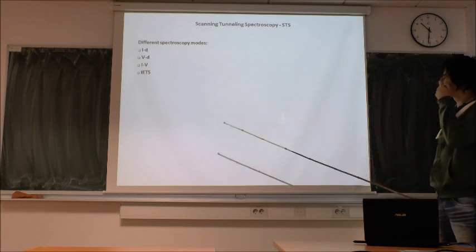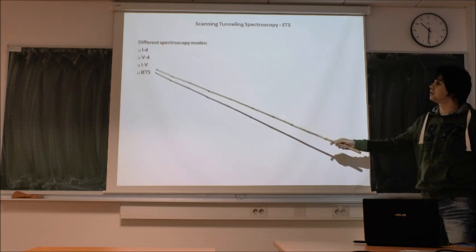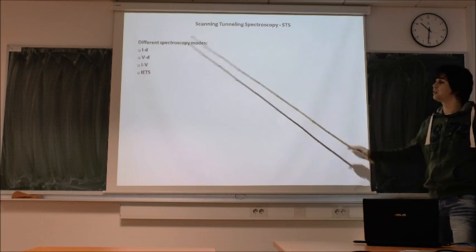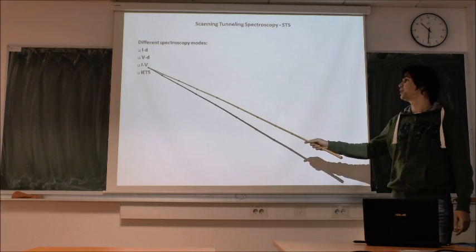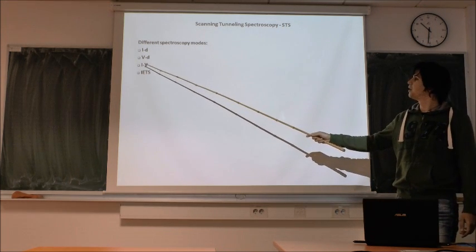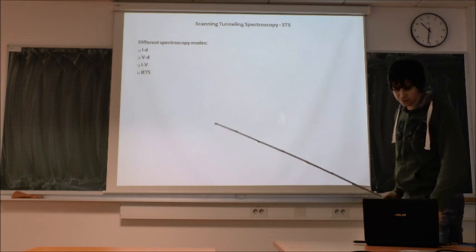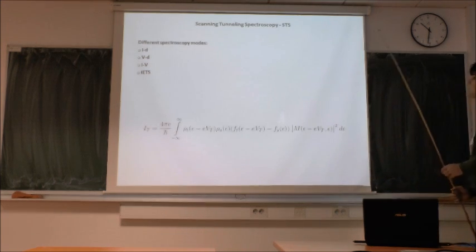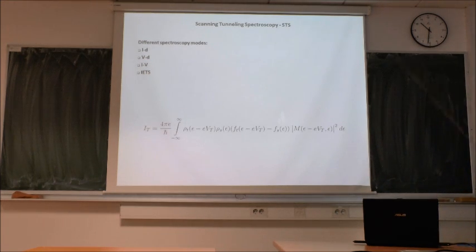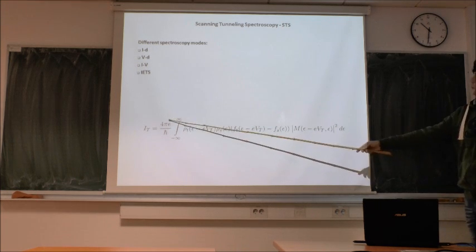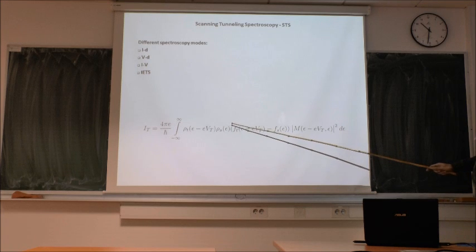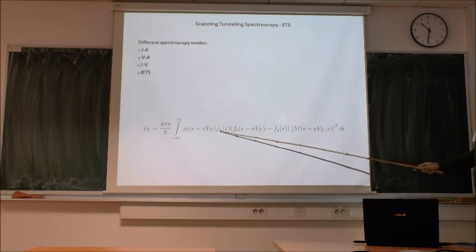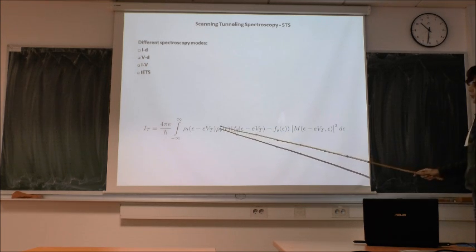Okay, these are different spectroscopy modes. These are not all the possibilities. These are just the basic ones which are usually used. I will just explain a little bit about the IV spectroscopy. So, how do we do it? If you again look at the expression for the tunneling current, what you would like to get is this term. So this is the density of states of the sample.